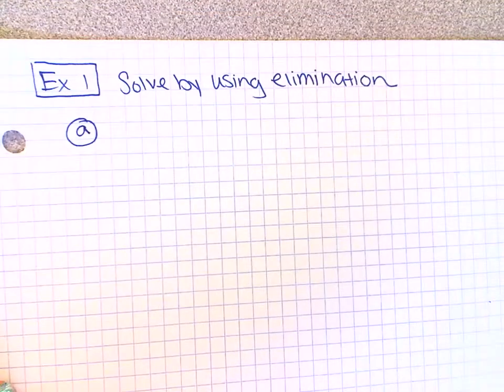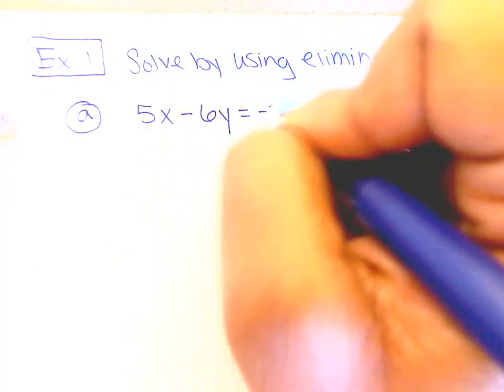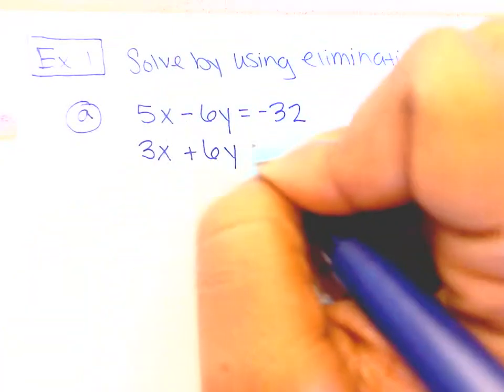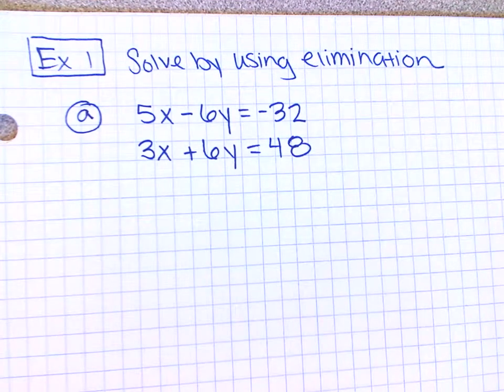Here's example A. I'll have 5x minus 6y equals negative 32. I'll also have 3x plus 6y equals 48. Please write those two down. Write them down.